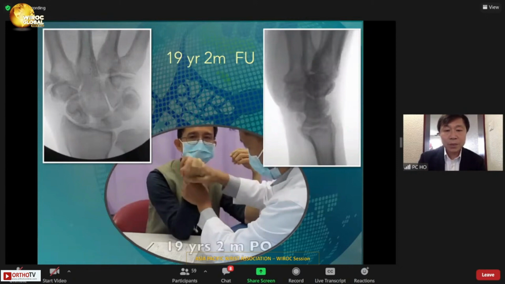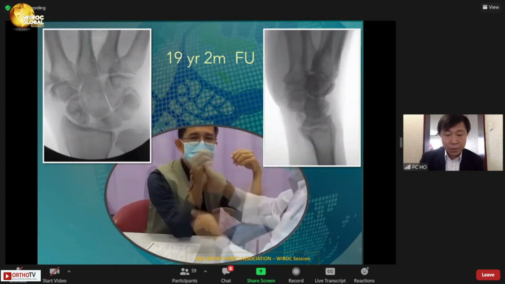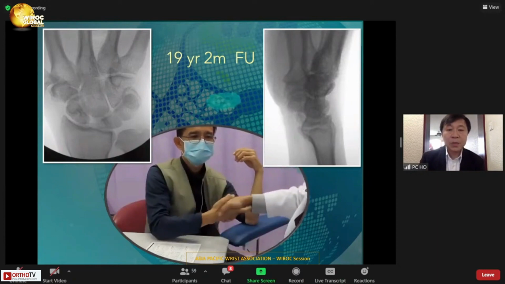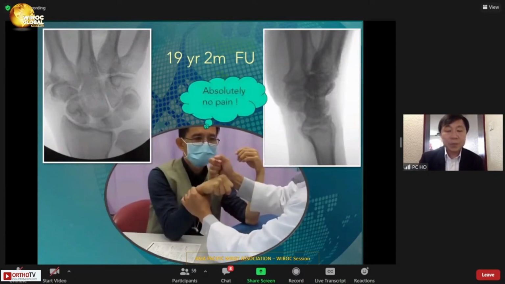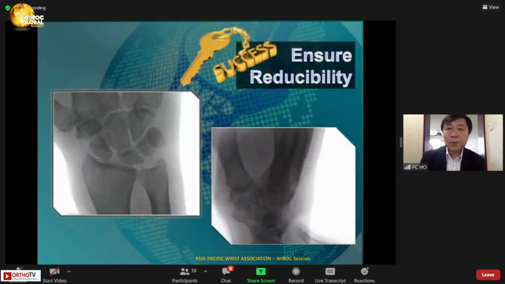But most importantly, you can see clinically, he was absolutely enjoying the result of the surgery. No pain, excellent range of motion, and he was very satisfied. So even after 20 years of time, this surgery could still stand the challenge of time.